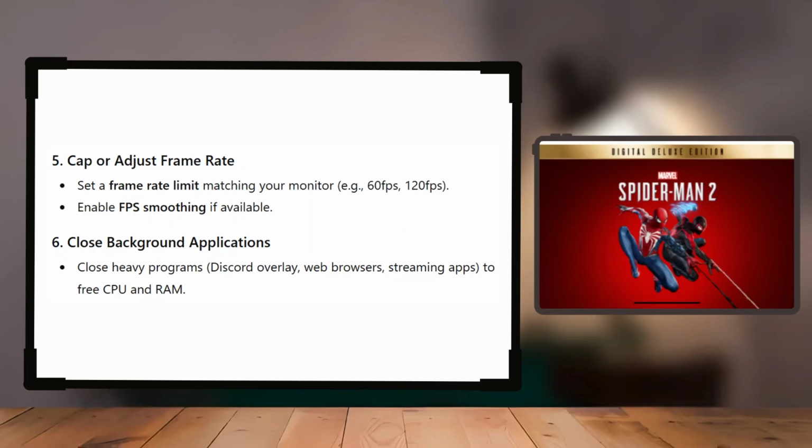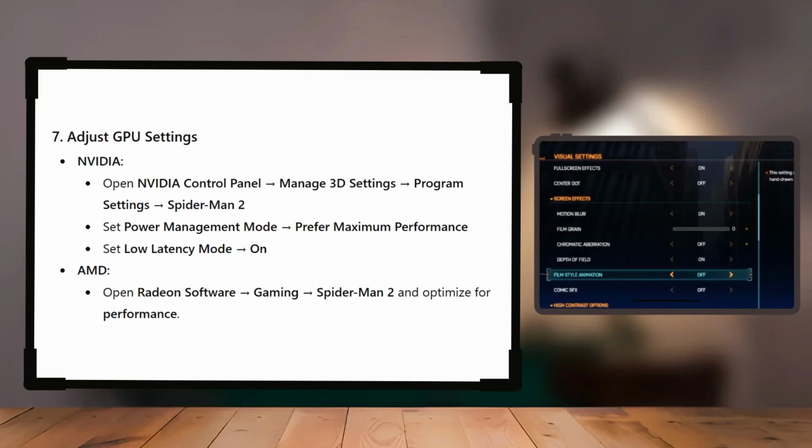Another fix is to close heavy programs like Discord overlay, web browsers, and streaming apps to free CPU and RAM. The next step is to adjust CPU settings. Now open the NVIDIA control panel and select the Manage 3D settings. Here, select Program Settings and reach the Spider-Man 2.